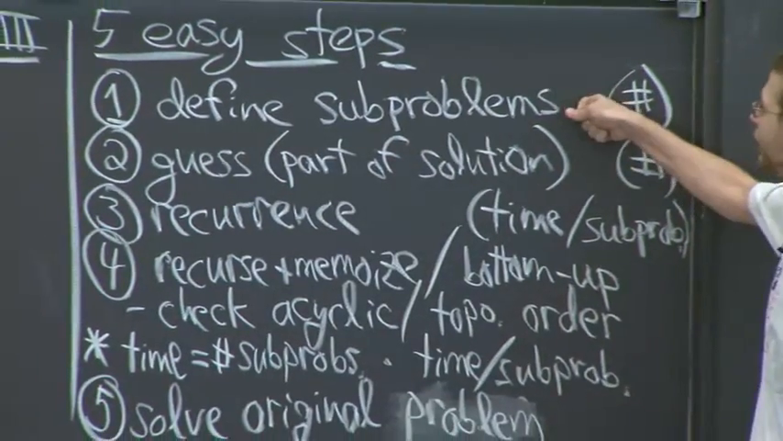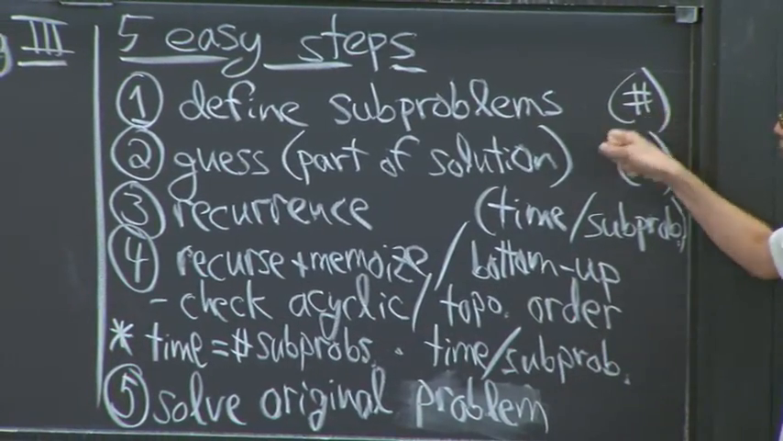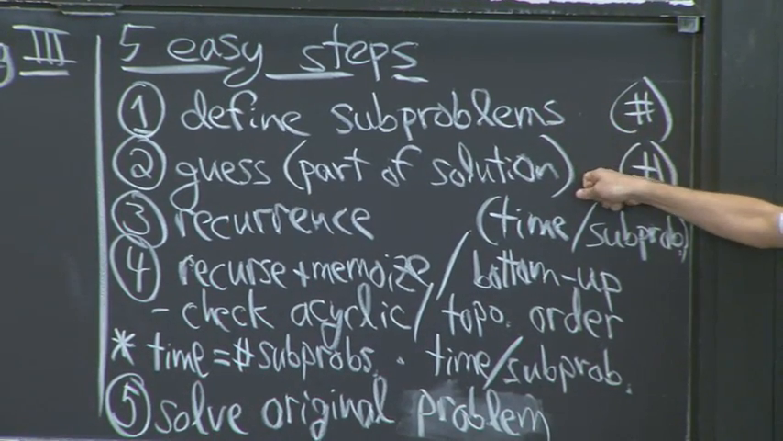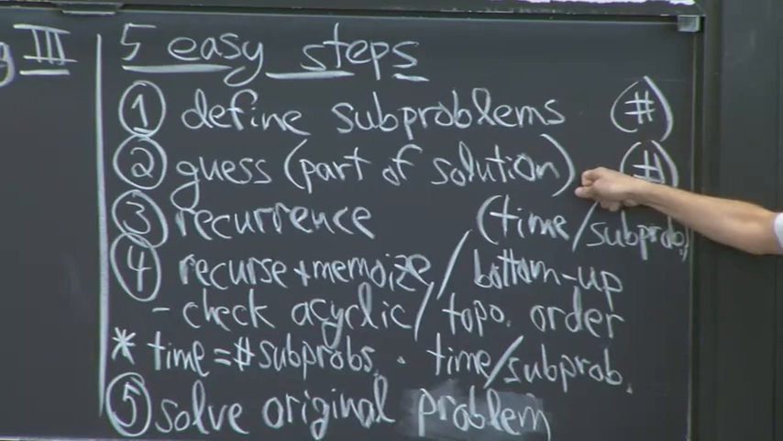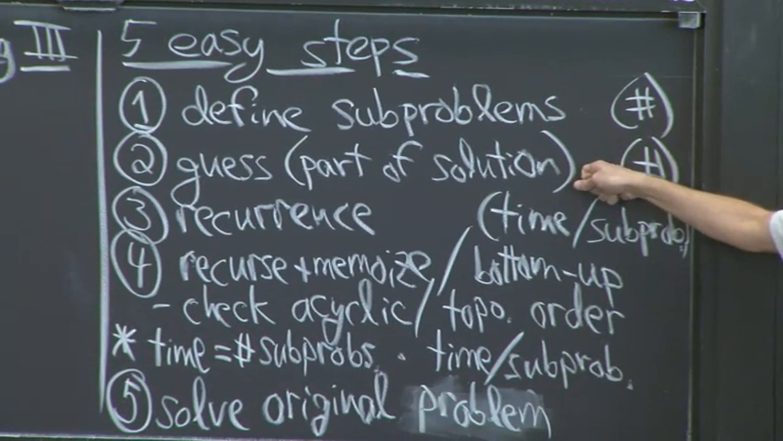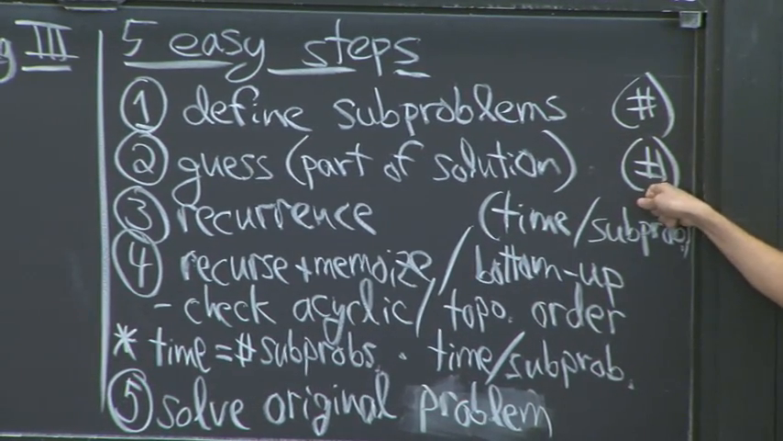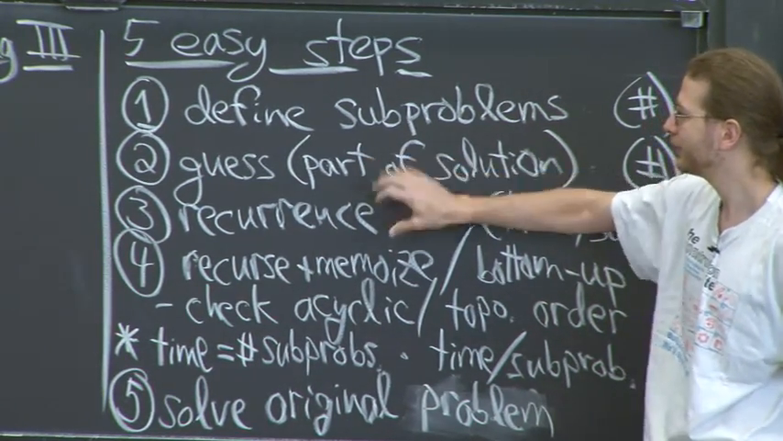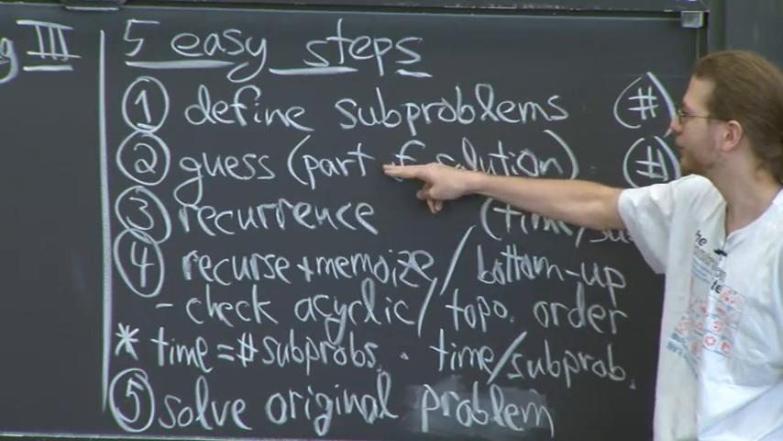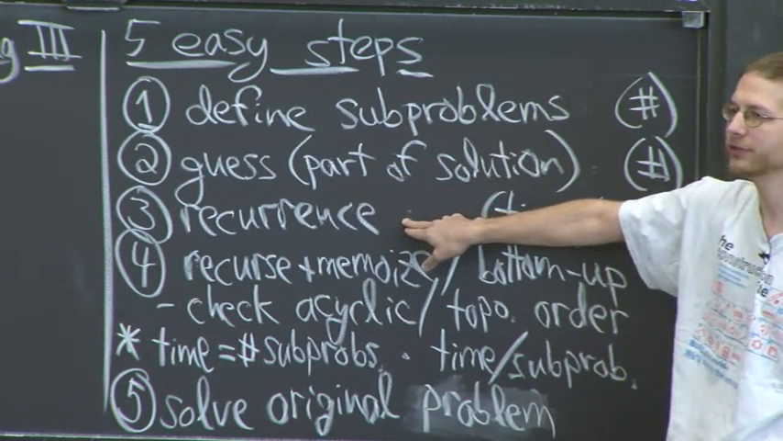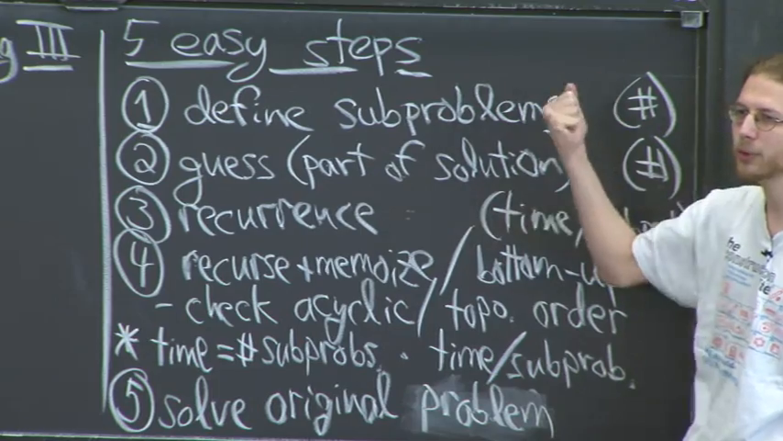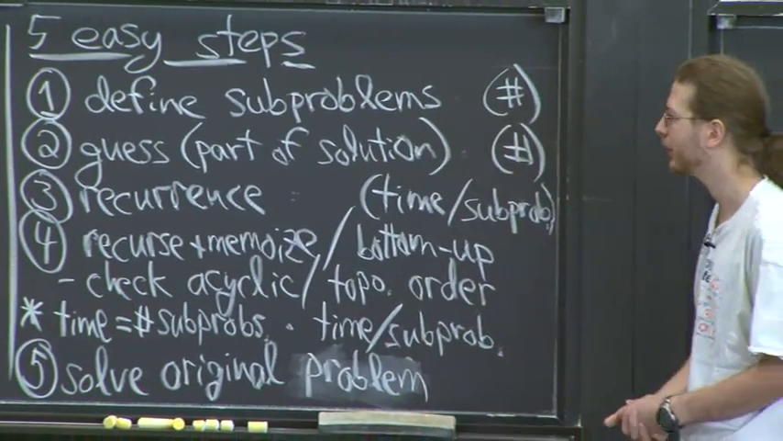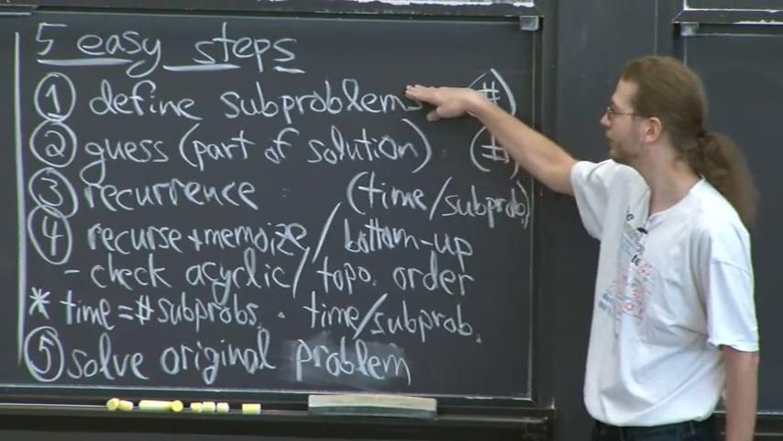You define what your subproblems are and count how many there are. You guess some part of the solution to solve a subproblem, where there's not too many different possibilities for that guess. You count them. Better be polynomial. Then, using that guess, this is sort of optional, but I think it's a useful way to think about things, you write a recurrence relating the solution to the subproblem you want to solve in terms of smaller subproblems, something that you already know how to solve, but it's got to be within this list.